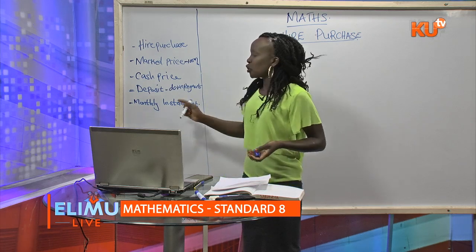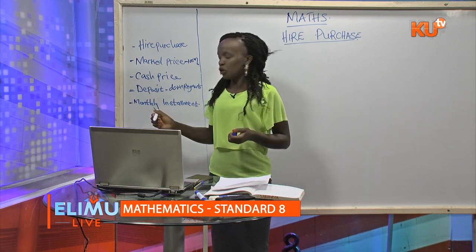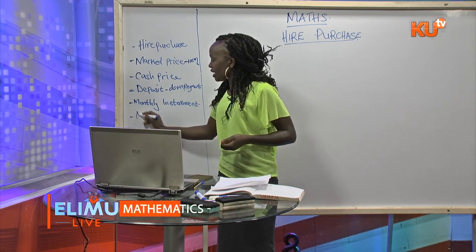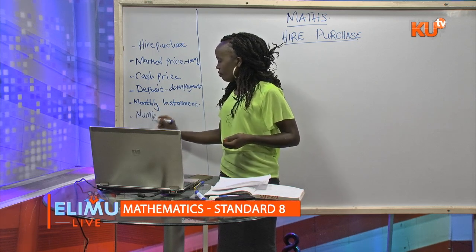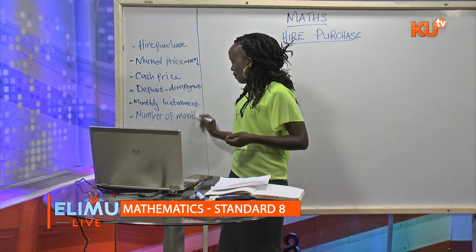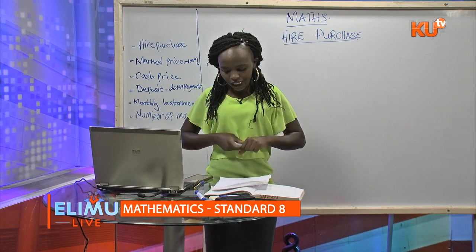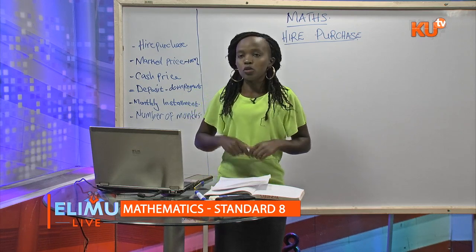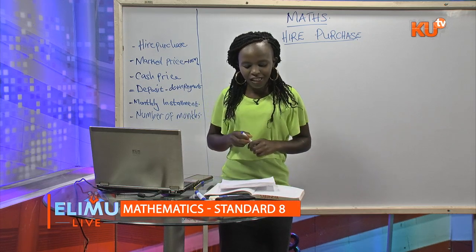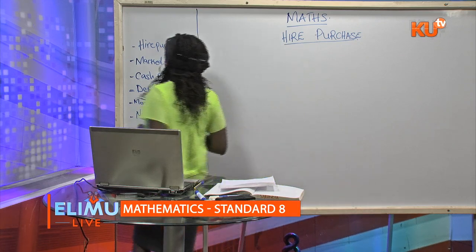Then we have the duration that you're supposed to take. You have a duration to pay the agreed amount, so we have the number of months. The number of months is the duration you take to pay the money, and we have said that it is counted in months. After that, we have what we call the total monthly installment.